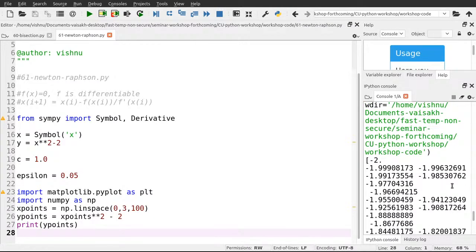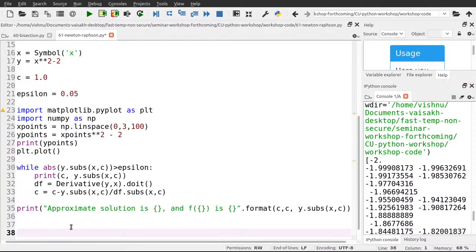So what are the points we are getting here? The initial point is minus 2, because we have taken 0 here. 0 square minus 2, that's fine. I think yes, we are getting it. So x points and y points are here.